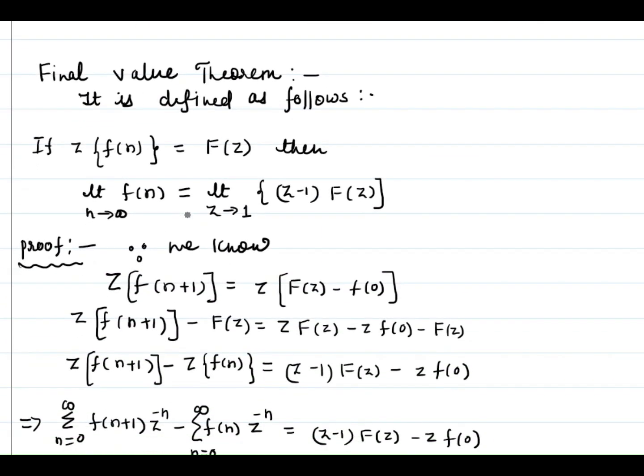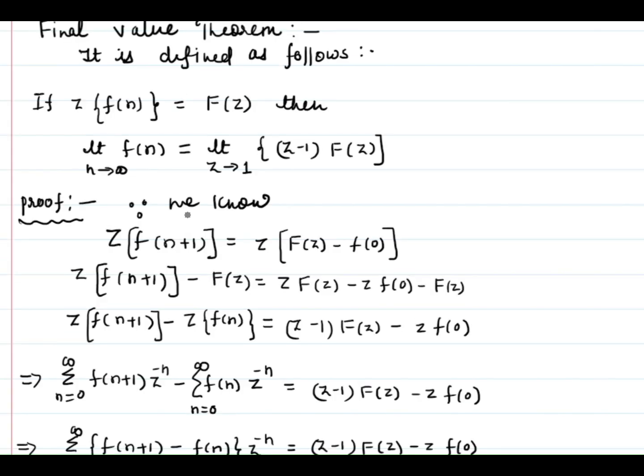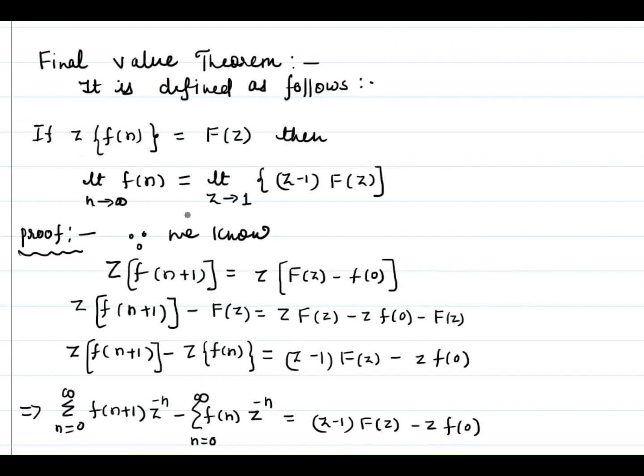This was the initial value problem. Similarly, we have the final value theorem. That was the initial value theorem. This is the final value theorem. The final value theorem is defined as, we know, if Z{f(n)} equals F(z), then this is the final value theorem: limit n tends to infinity f(n) equals limit z tends to 1.